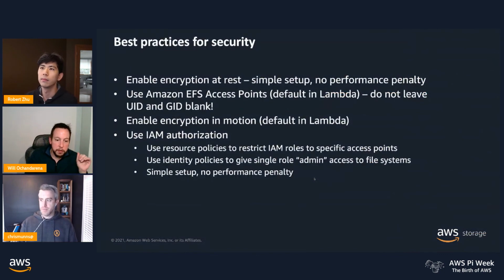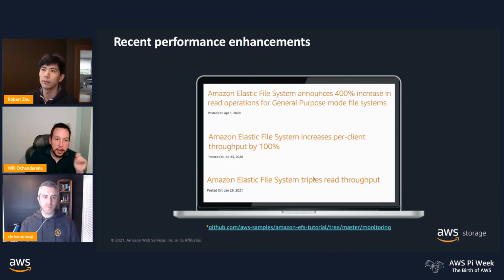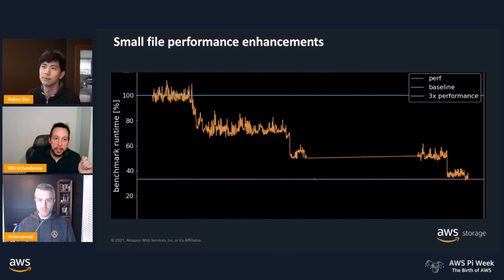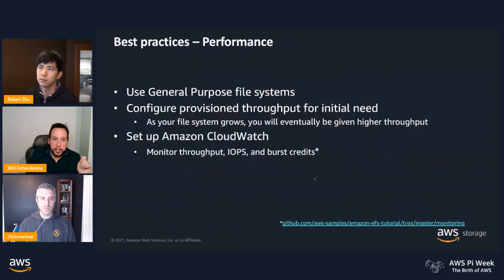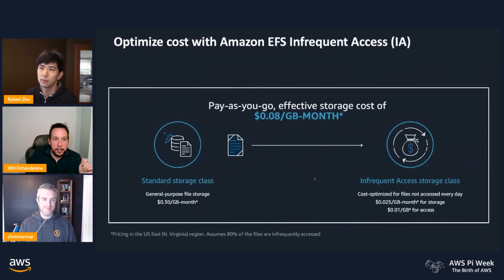As best practices for security, use the stuff I talked about. Use IAM, use access points. I want to draw everyone's attention to recent performance enhancements. We have 5x'd our IOPS, doubled our per client throughput, tripled our read throughput lately, and our latency is 3 times lower than it was before for small file workloads. I'd encourage you to check that out. If I had more time, I'd get into that.